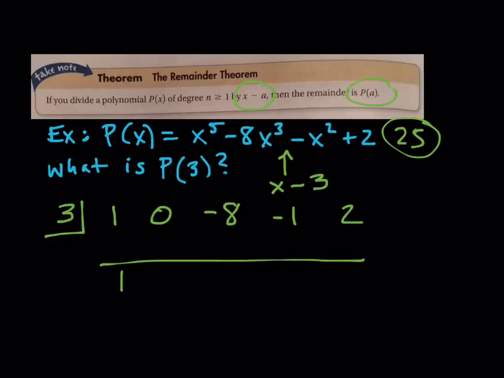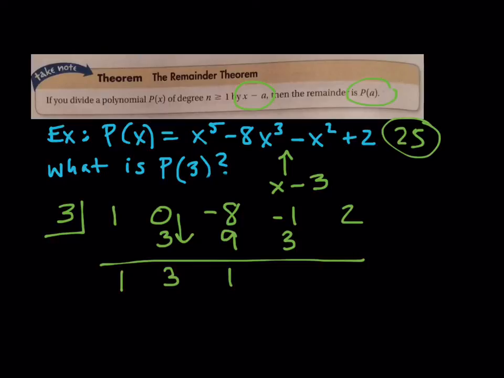Okay, so carry down the 1. 1 times 3 is 3. 3 and 0 is 3. 3 times 3 is 9. Negative 8 plus 9 is 9 minus 8, so that's 1. 1 times 3 is 3. Okay, oh, I'm missing a number, aren't I? Let me back up for a minute here.